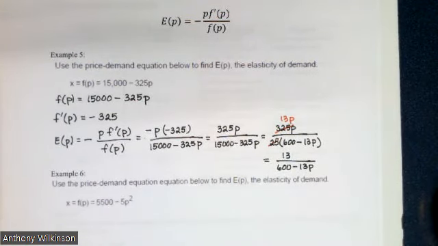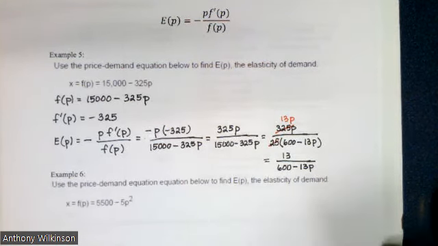Okay. So that is what E of P will be equal to, 13P divided by 600 minus 13P. So in this case, that would be our elasticity of demand function.